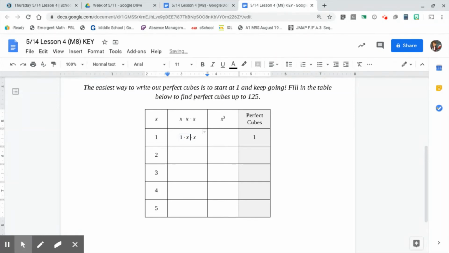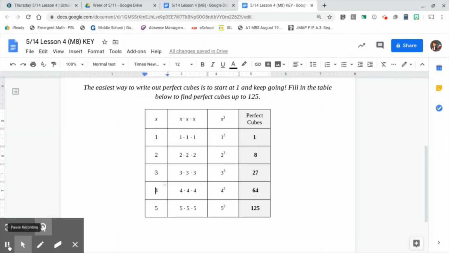So if I were to try to find the perfect cube that goes along with 1, I have to multiply 1 times itself 3 times. 1 times 1 times 1 is the same thing as 1 to the third power. And 1 to the third power, or 1 times 1 times 1, is 1. Pause the video and finish the table.